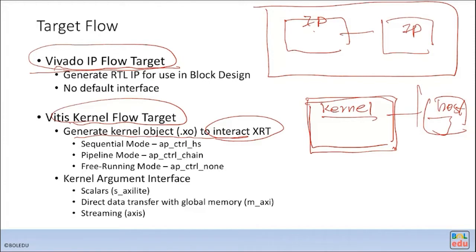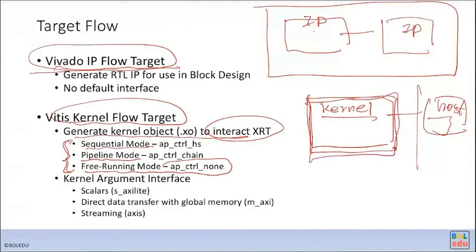Here there are three types of protocol used. One is the sequential mode, meaning the kernel is running non-pipelined, so you run the kernel one at a time. Another mode is the pipeline mode: before the kernel is finished, you can feed the next data so that the kernel runs in pipeline mode. Or even the free-running mode. So there are three operating modes for the block of this kernel function.